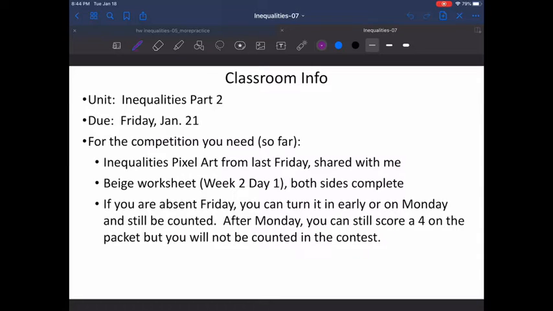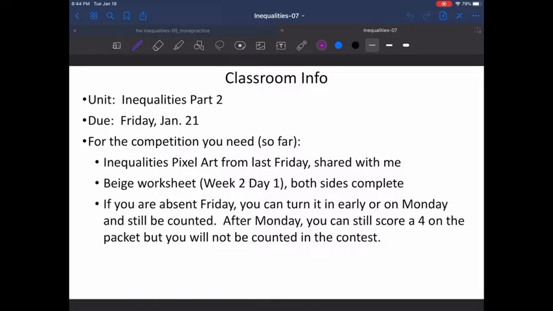The first thing the sub told me about yesterday was that everyone wanted to know when their homework is due. How long have you been in my class again? Homework is due on Friday for the competition. So far, the things that will go in that packet are the inequalities pixel art from last Friday, and your first beige worksheet, which says week 2, day 1 at the top of it. Some of you got it yesterday, some of you will get it today. Both sides of that need to be complete.